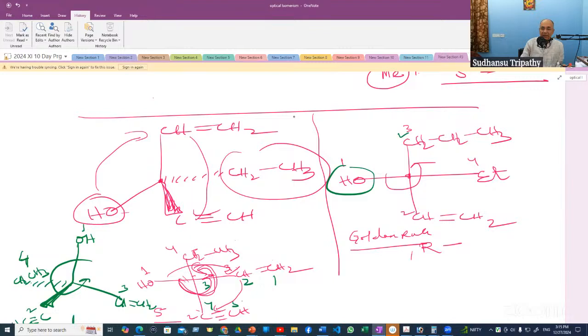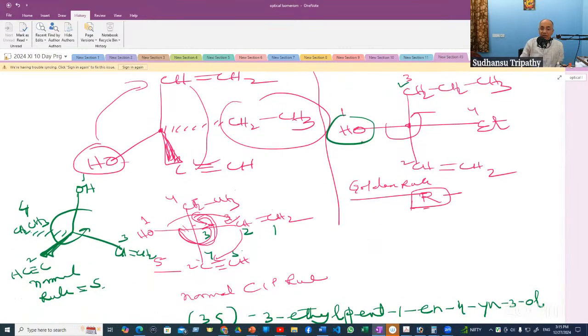Anticlockwise. So it is R. Or to apply the normal CIP rule, we have to make two switches. By making two or any even number of switches, the configuration is retained. So if you want to bring it here, you take here, bring it here, and so I told there is a merry-go-round sequential shift between three groups, which will make two switches.